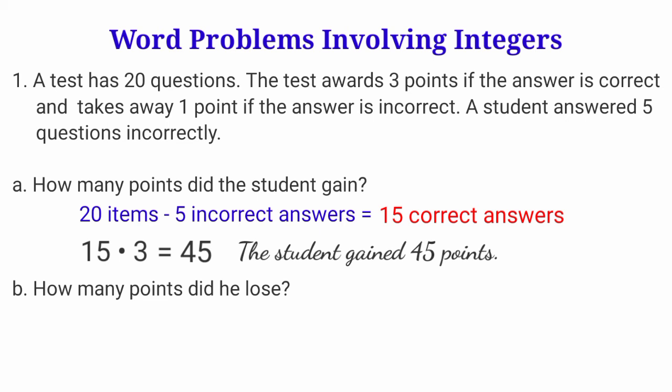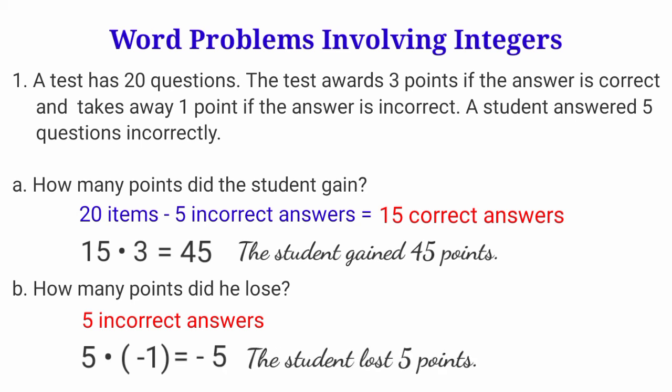Let us now proceed to letter B. It is stated in the problem that the student answered 5 questions incorrectly. And for every incorrect answer, the test takes away 1 point, which is represented by negative 1. Therefore, we will be multiplying 5 by negative 1. Since we have here 2 different signs, positive 5 and negative 1, our expected answer here should be negative. Our answer is negative 5, which means to say that the student lost 5 points.